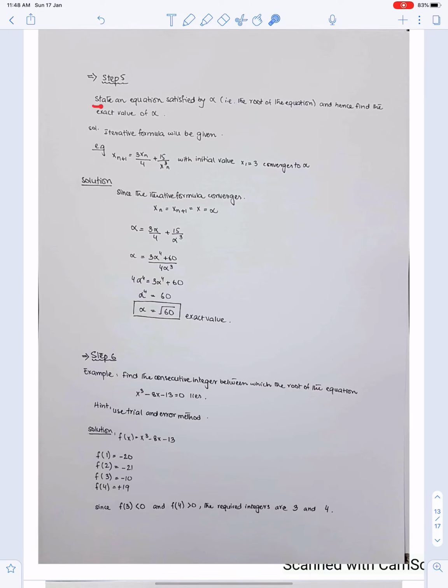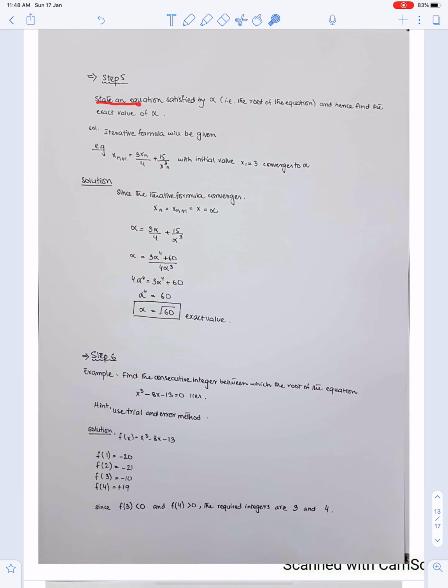Step 5. State an equation satisfied by alpha, the root of the equation. Alpha means the root of the equation. And hence find the exact value of alpha. Whenever you find this type of question, you just need to use the iterative formula. Always use this formula. Since it's mentioned, this formula converges, it means this thing. Like xn is equal to xn plus 1 is equal to x is equal to alpha. So you just need to replace all x by alpha.